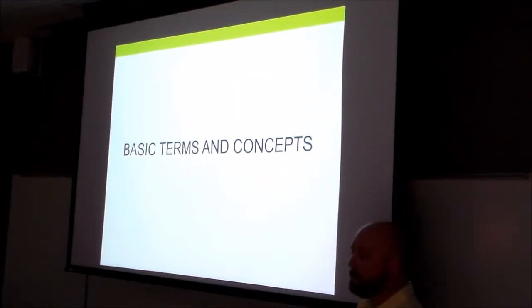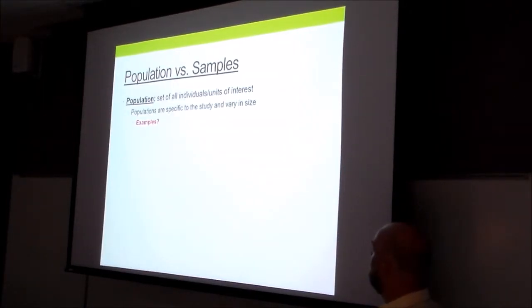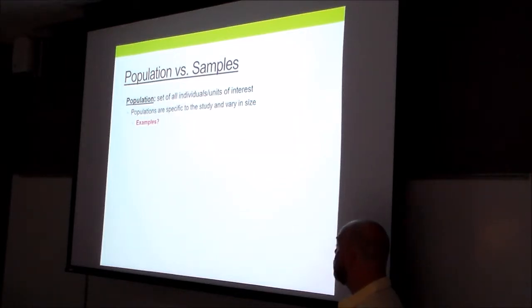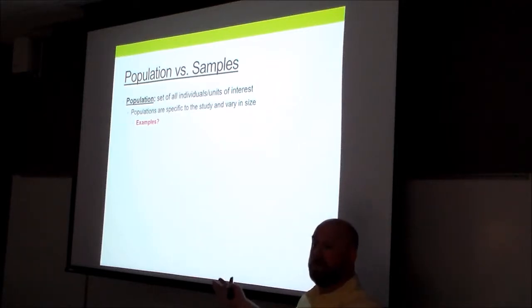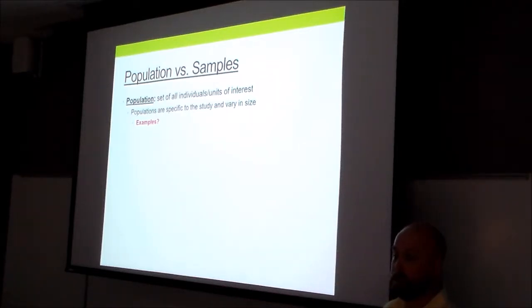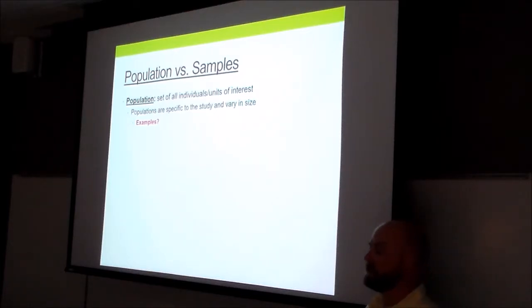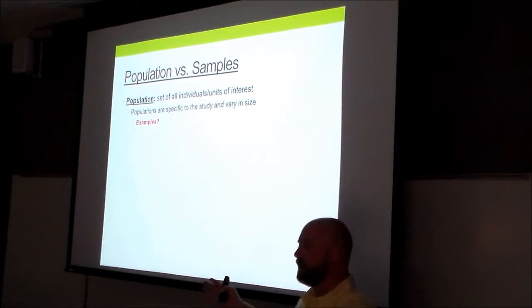All right. Basic terms and concepts. Population versus sample. Population, this is a set of all individuals or units of interest. Important to recognize that populations are specific to study and can vary widely in size. Typically when we think about population, Rajiv, if I think about population, what am I thinking, big or small? It's big. Thinking about big, right? Kind of like all university students, or all the people in the world, right? If I'm looking at human process, my population is humans, right? And that's a pretty big population, but it doesn't have to be.